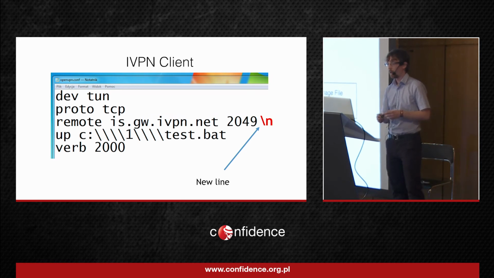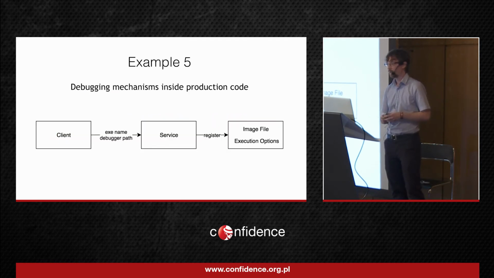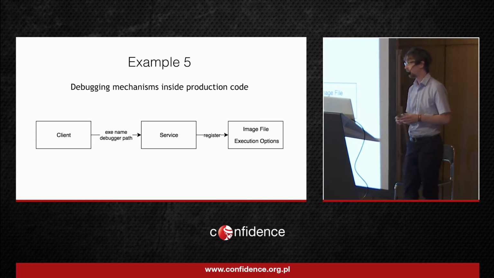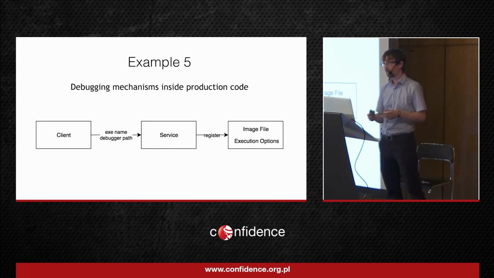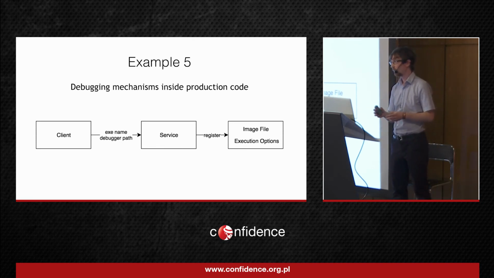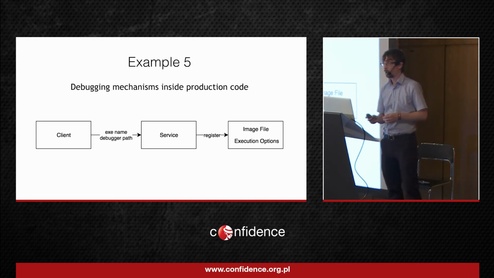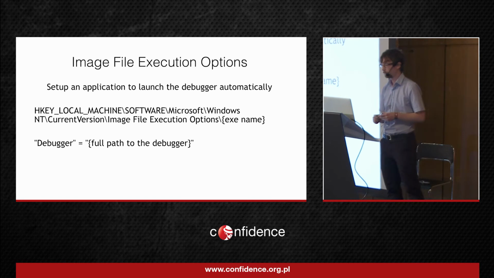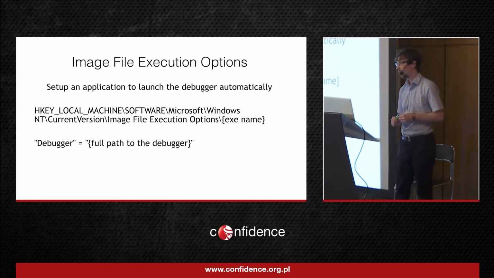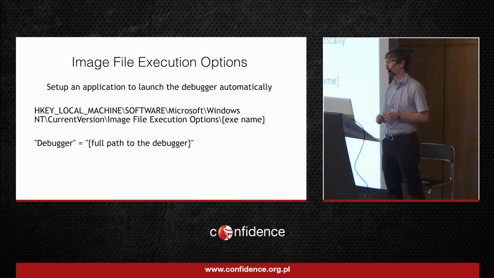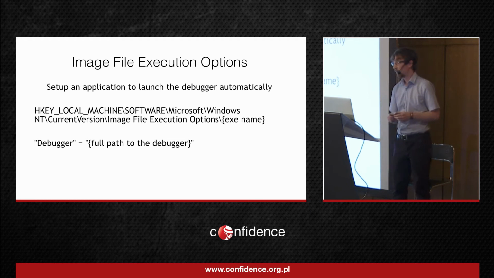Another idea. I looked into different VPN software, and one of them has some debugging functionality inside the production code. And having something about debugging inside production is not a great idea. So I started thinking, okay, maybe I can exploit this. On Windows, we have something called Image File Execution Options. This is a registry key, and of course, this registry key can be modified only if you have administrator privileges. So that's the reason why the VPN software vendor has this wrapper for it inside the service.